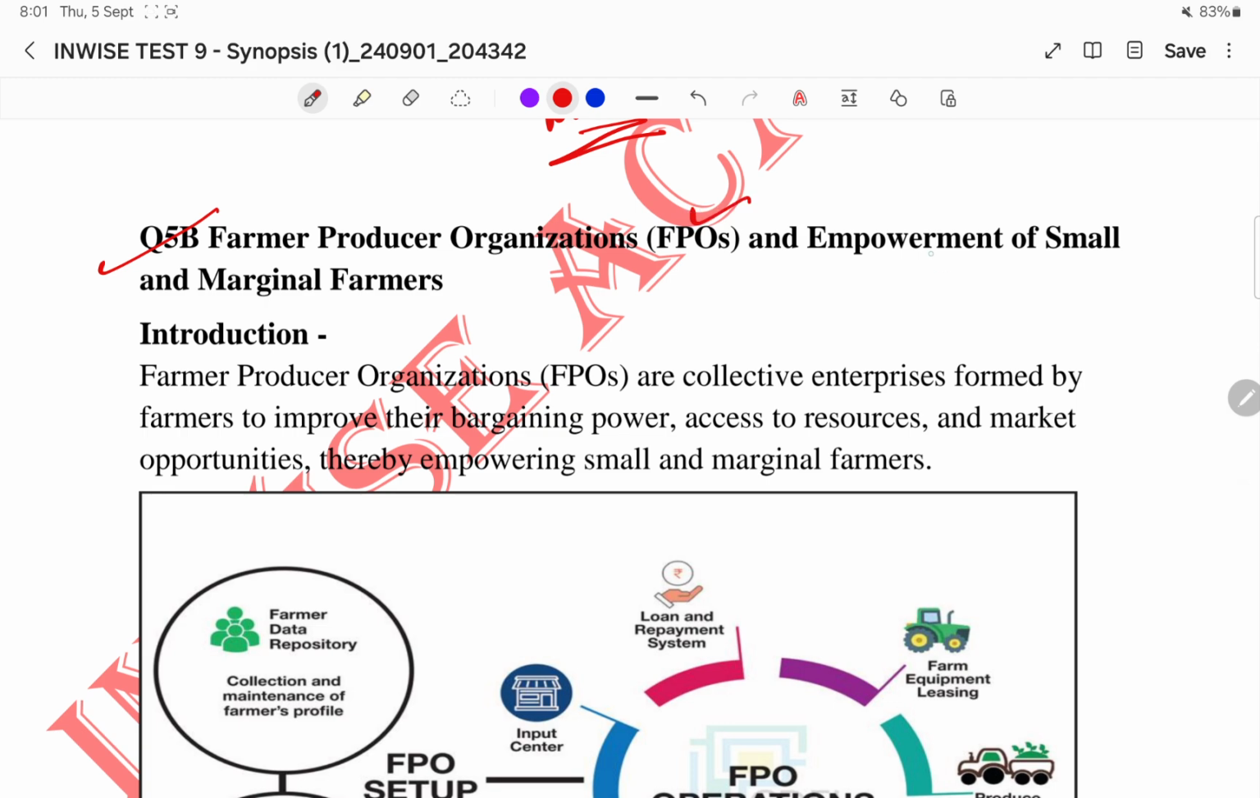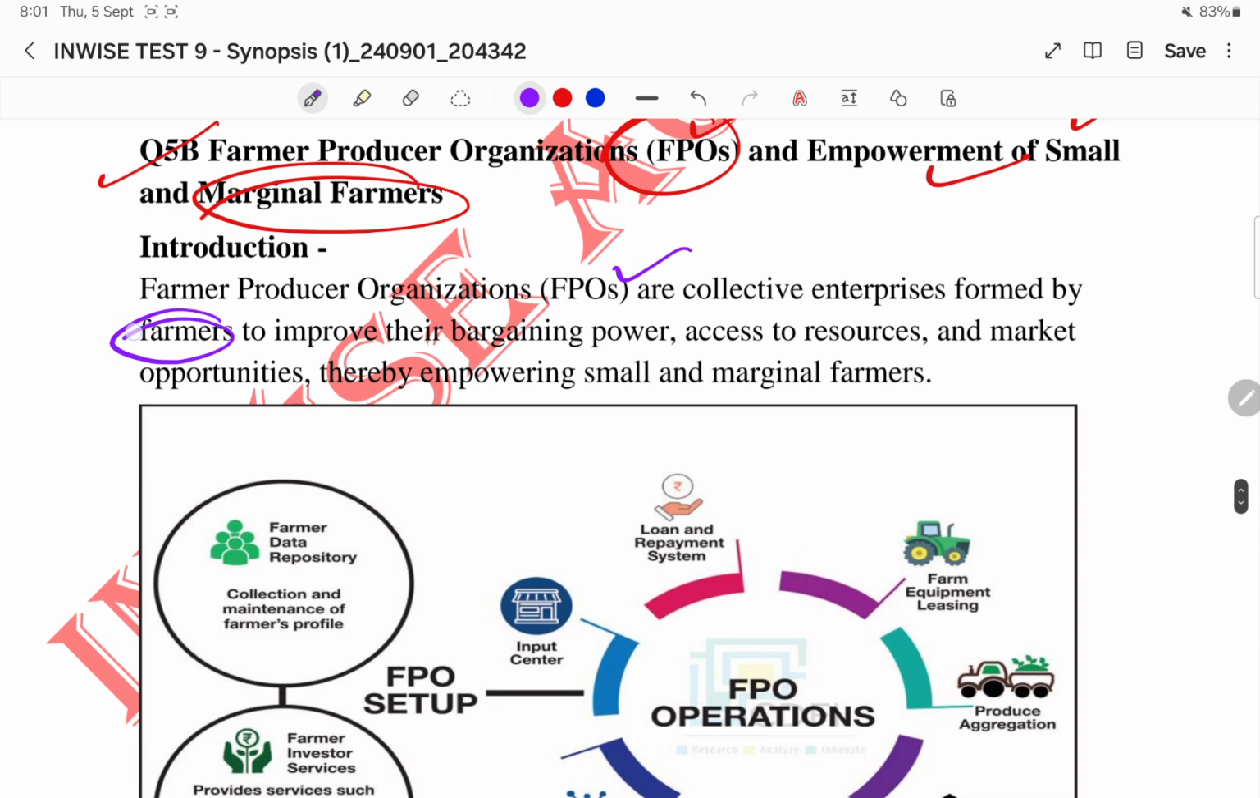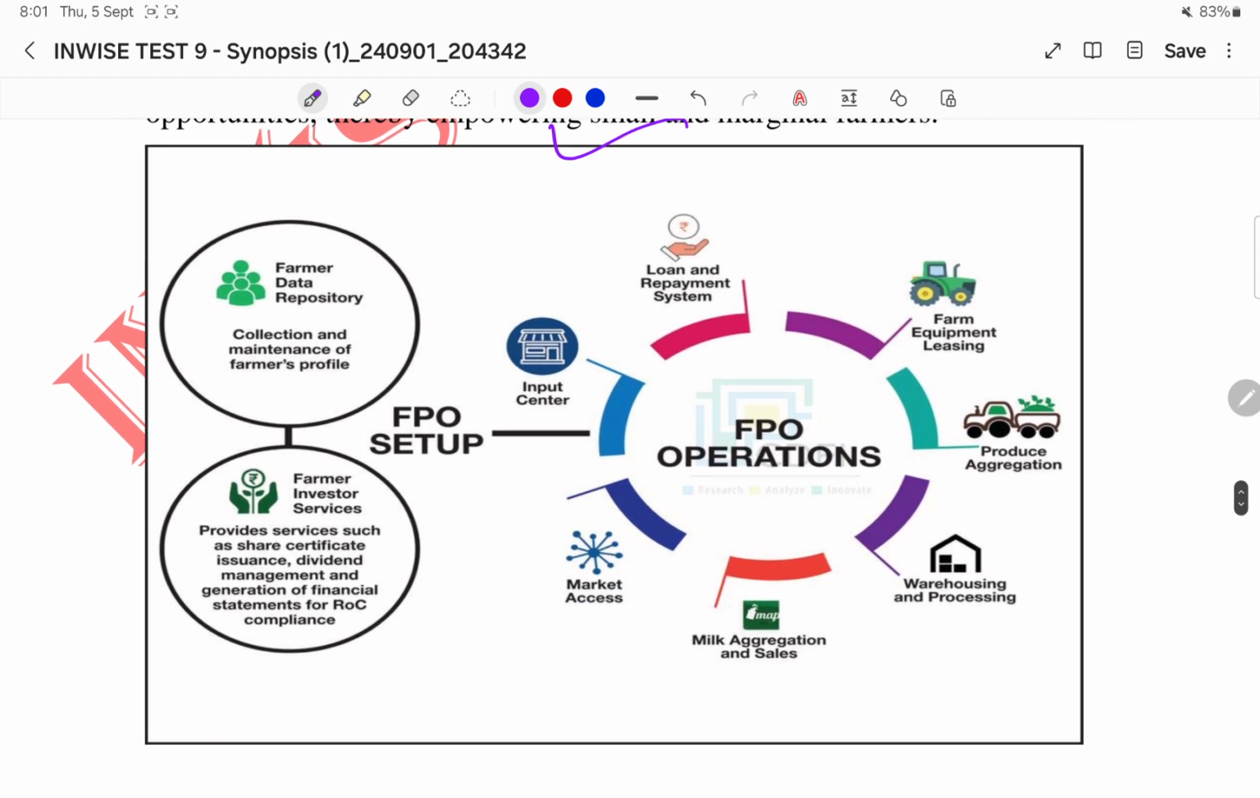FPO and empowerment of small and marginal farmers. So FPO is with respect to small and marginal farmers. You need to address this question with respect to small and marginal farmers, right? See, FPOs are collective enterprises formed by farmers to improve their bargaining power, access to resources and market opportunity, thereby empowering small and marginal farmers.